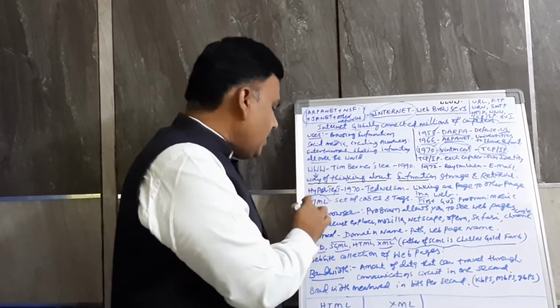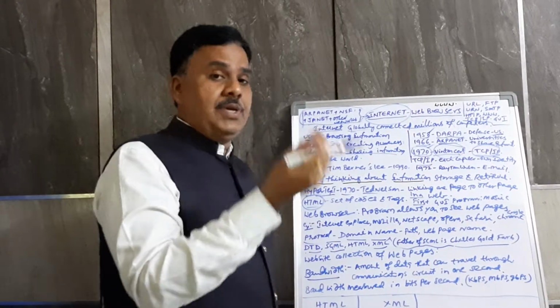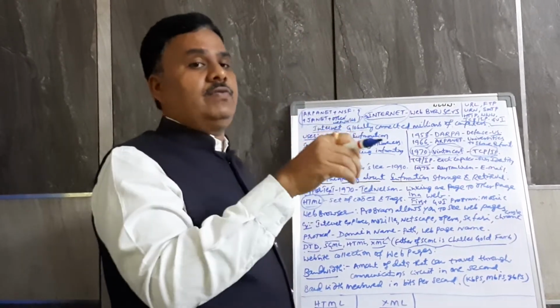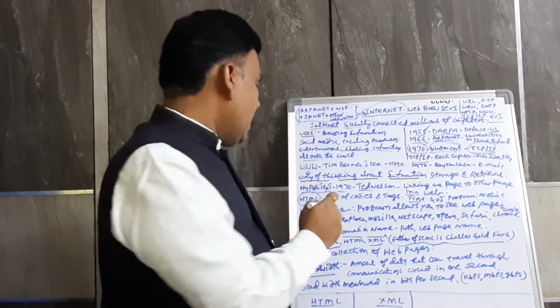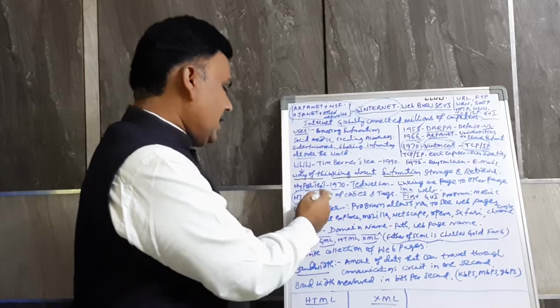So HTML uses markup languages. Describing the page, what the page contains, this is called a markup language. HTML is a set of codes, and tags will be there in HTML.